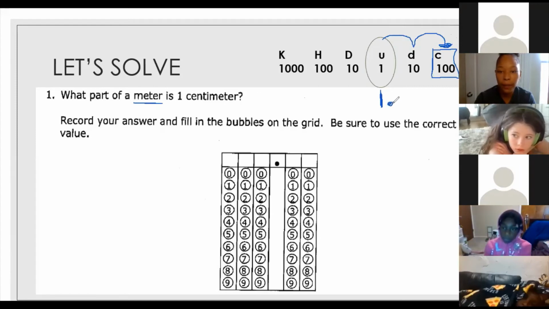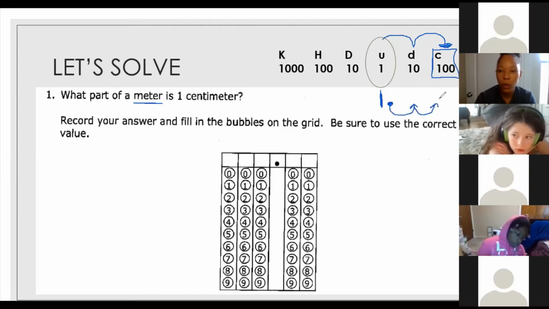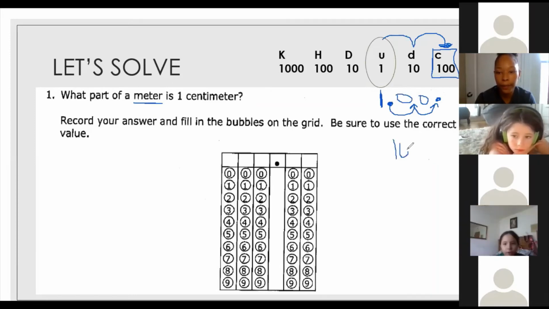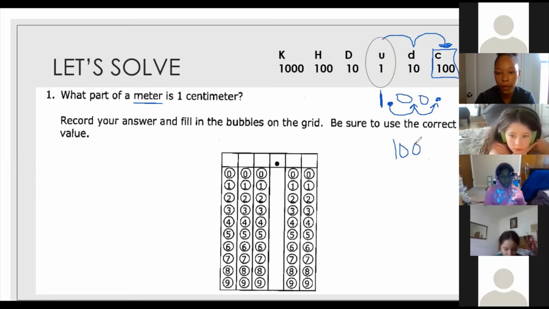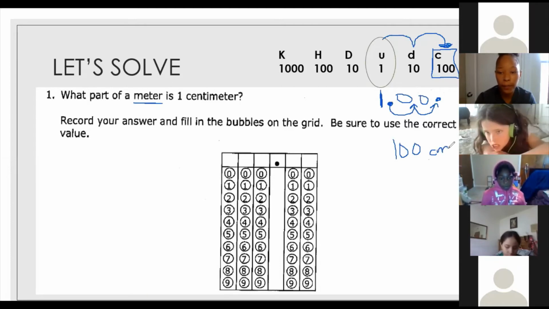And then once again, how many place values are we moving it? 2. So let's count. 1, 2. What do I use as placeholders here? 0. Good. So my number turned from 1 into 100. 100 what? Centimeters. Good. You don't want to forget those units.